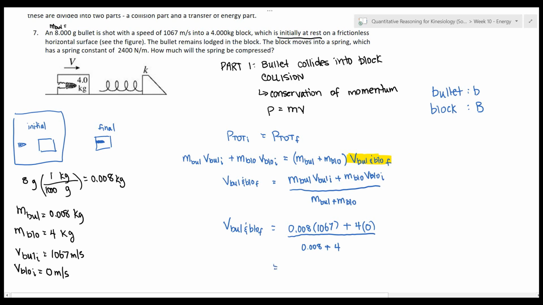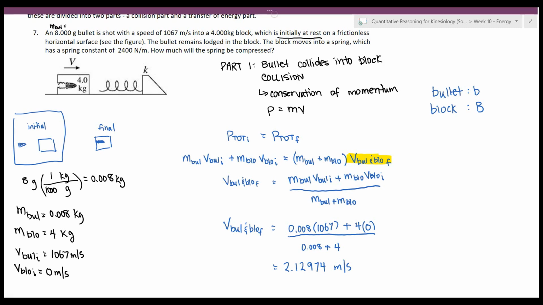And now we can calculate this. 0.008 times 1067 plus 4 times 0 divided by 0.008 plus 4, and I get 2.12974 meters per second. Notice I have a lot of digits here. Just because this isn't my final answer, I'm going to use this value in part 2 of the question.